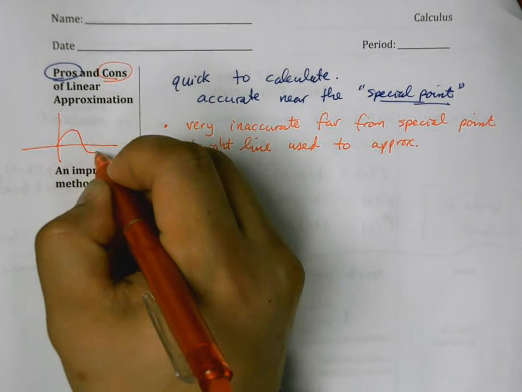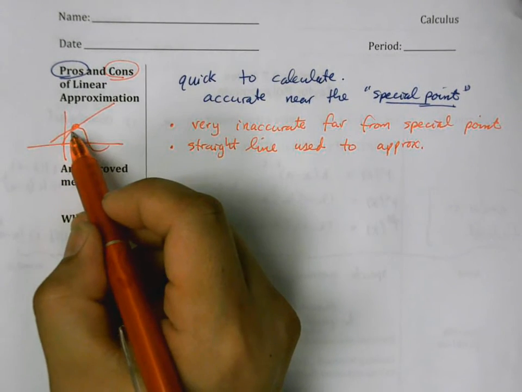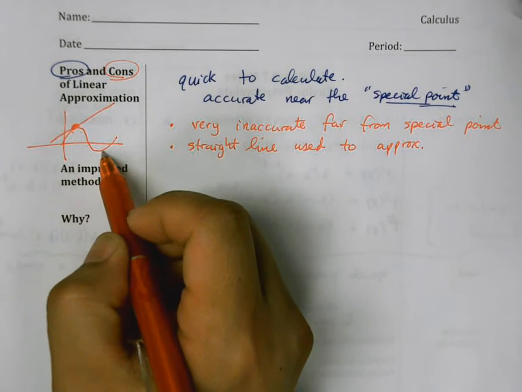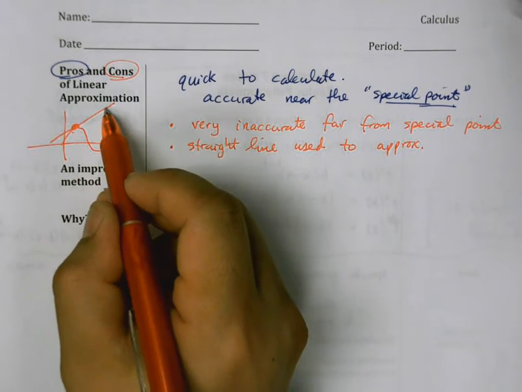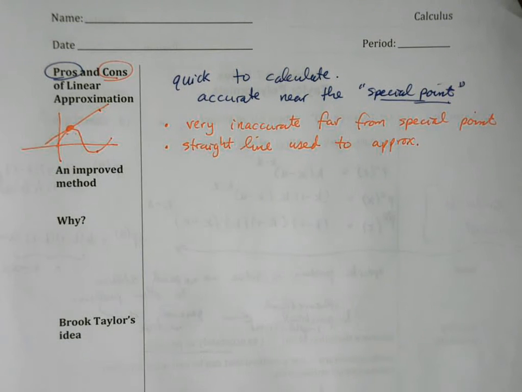So if you have a sine function like this and you try to approximate that with that straight line, it's really great near that point, but the farther away you get from that point, the curve is down here and the straight line is all the way up here. So that's a pretty bad approximation the farther you get away from there.